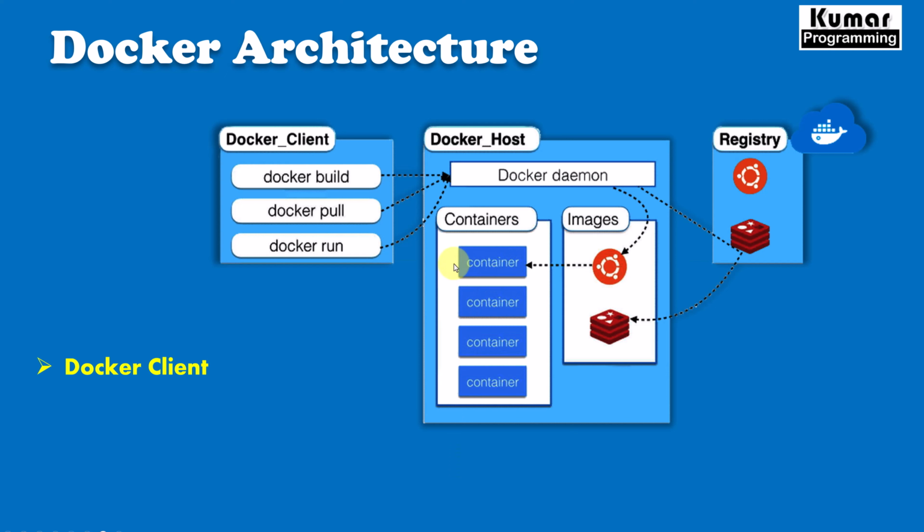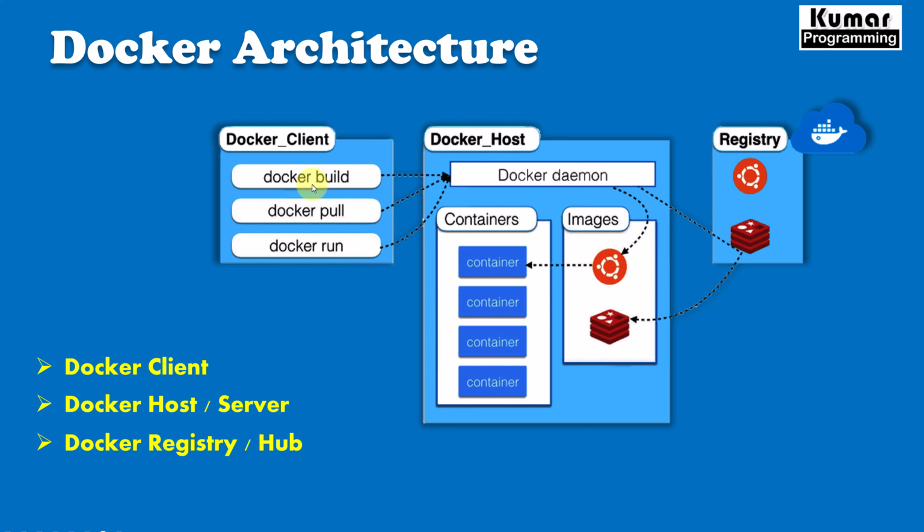So if you see here, mainly we have three components of Docker: Docker client, Docker host, and Docker registry, which is also known as Docker Hub. Here, the Docker client is our CLI, the command line interface, from where we pass the commands to the server, the Docker host. The Docker host performs the action accordingly and then sends the response back to the Docker client, right?